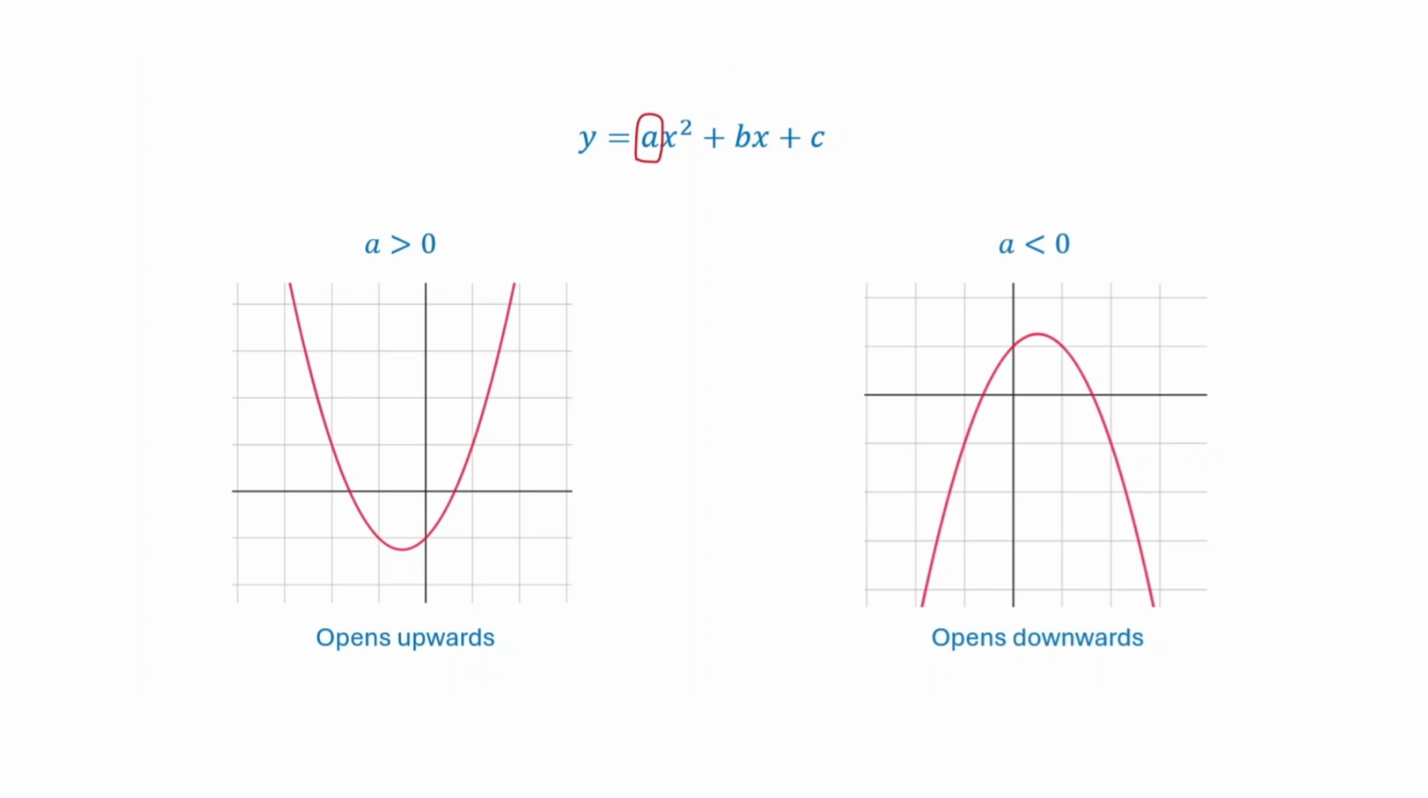And a can never be 0. If it were, the x squared term would disappear completely, and we wouldn't have a quadratic function anymore, just a straight line. Here's the good news. To graph a quadratic function, you really only need to remember one formula, and everything else follows from it. That's the equation of the axis of symmetry. The axis of symmetry has equation x equals negative b over 2a, where a is the coefficient of x squared and b is the coefficient of x.